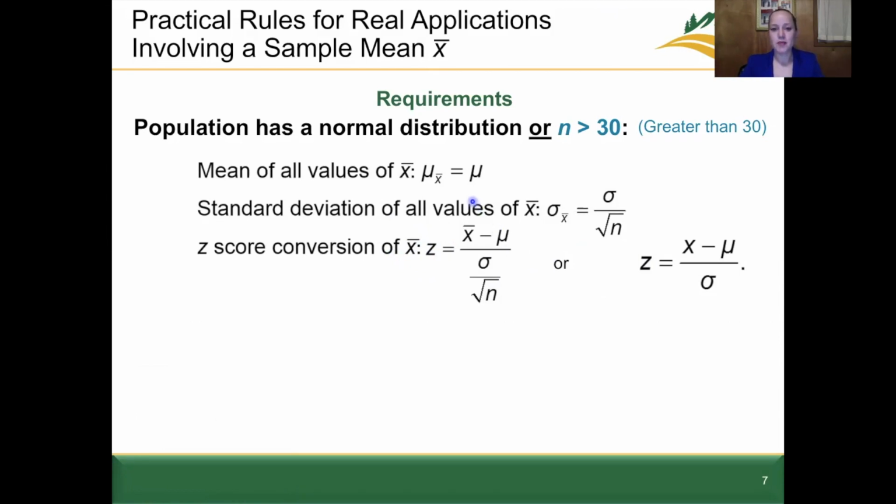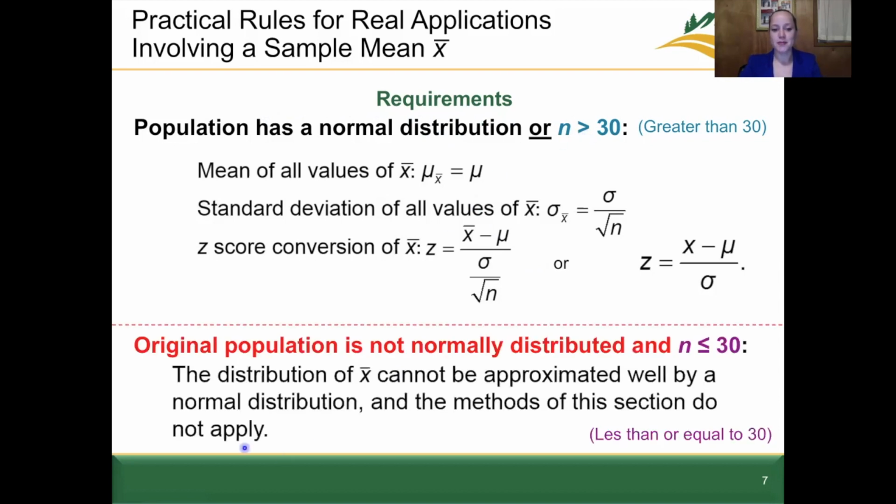Now, I mentioned how important these requirements are, right? The population has to have a normal distribution already, or the sample size has to be greater than 30. So if the original population is not normally distributed and the sample size is less than or equal to 30, then the distribution of X bar cannot be approximated well by a normal distribution. In other words, the methods of section 6.4 do not apply.